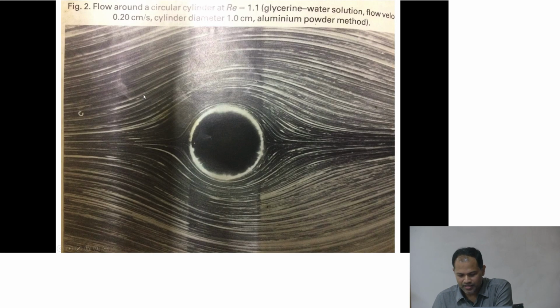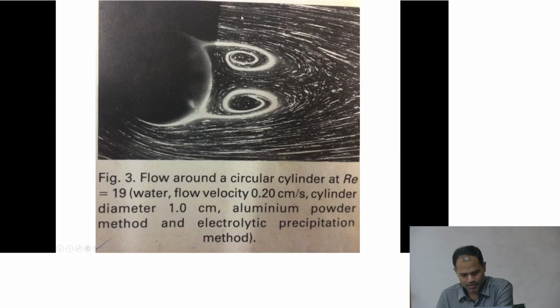This is even at a slightly higher Reynolds number, and you would see something very similar. Reynolds number is actually 1. This is Reynolds number equal to 19. Okay, when Reynolds number increases, the fluid is coming from the left side of your screen, and then these circulations will develop at the rear end. Okay, on the back side.